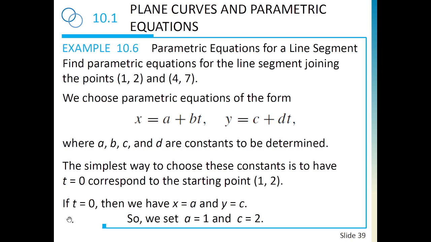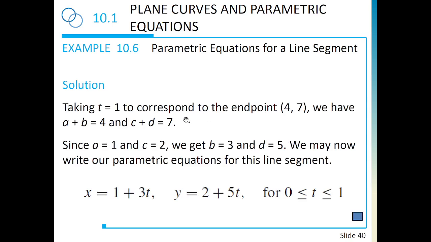At t equals 0, x is equal to a, and y is equal to c, which is equal to 1 and 2. So a is 1 and c is 2, simple. And then at t equal 1, we need to be at 4, 7, so essentially we solve this, and we get the expression, so nothing special there.